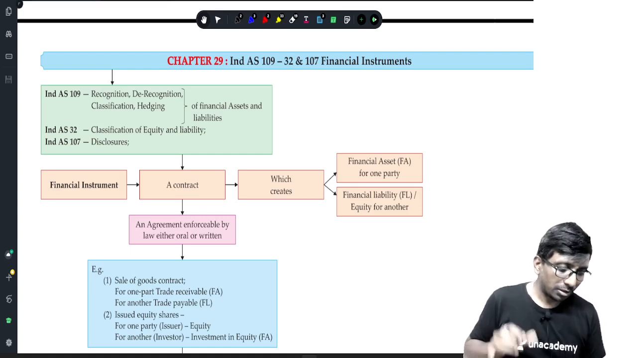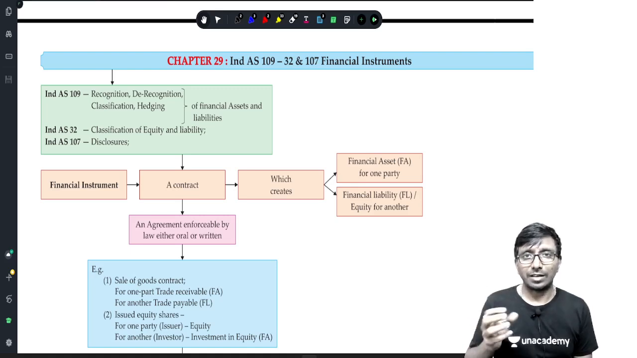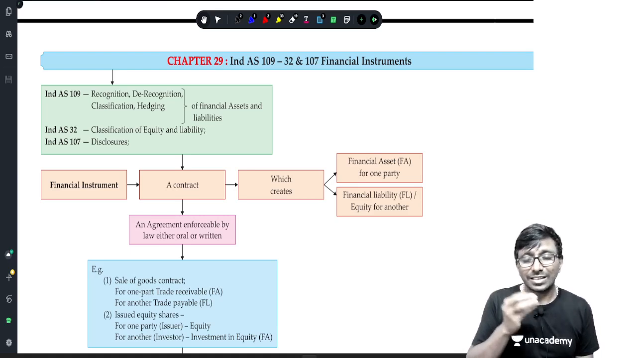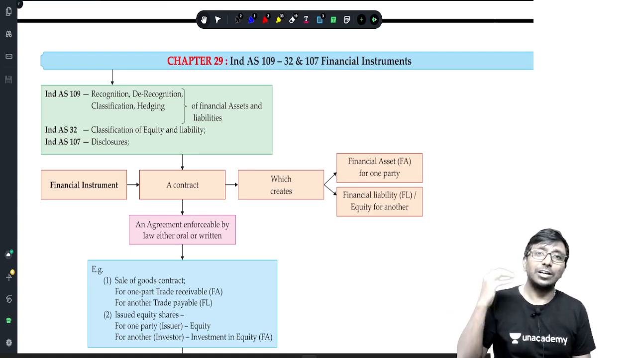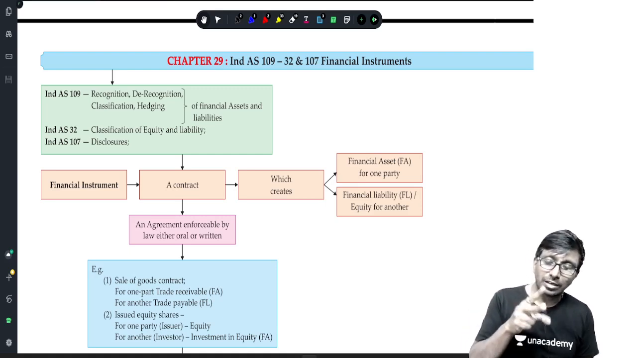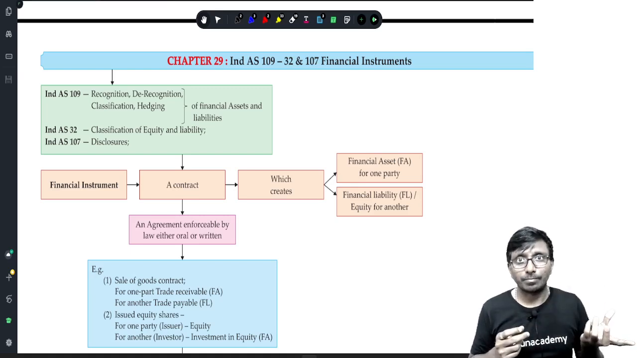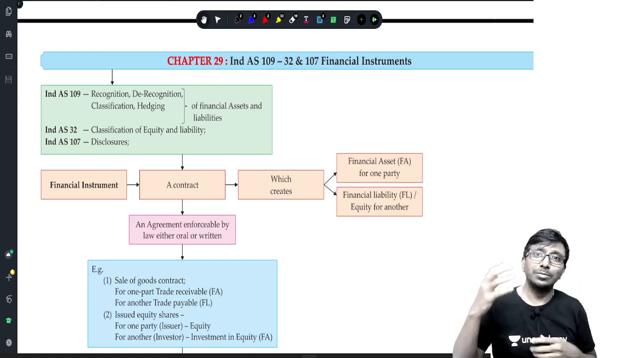So what is a financial instrument? A financial instrument is a contract. When I say contract, contractual enforceability should be there. It is a contract, which means 2 parties must be there, which gives rise to a financial asset for one party, and a financial liability or equity for another party. For one party it is going to be a financial asset; for the other party it should be either a financial liability or equity.